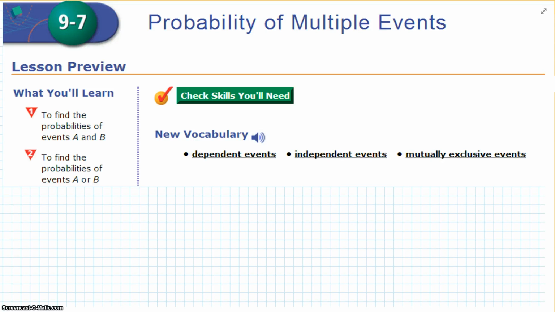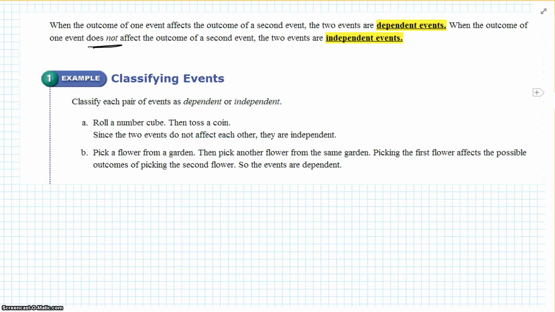Algebra 2, Chapter 9, Section 7, Probability of Multiple Events. What we're going to work on in this lesson, we're going to find the probabilities of events A and B and the probabilities of events A or B. So some things we're going to learn are dependent events, independent events, and mutually exclusive events. So let's just jump into it.